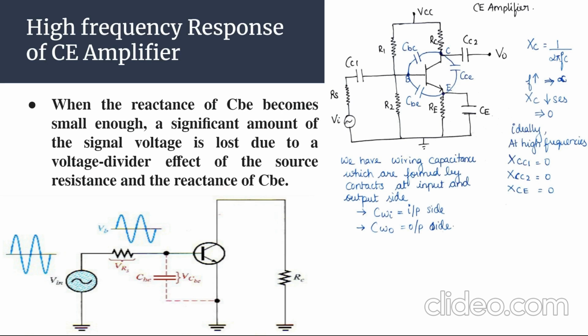And we have another capacitance called wiring capacitance, which is formed by contacts at the input and output side respectively. So we denote them as CWI and CWO respectively. When the reactance of the base-emitter junction capacitance becomes small enough, a significant amount of signal voltage is lost because of the voltage divider effect of the source resistance and the reactance of CBE.